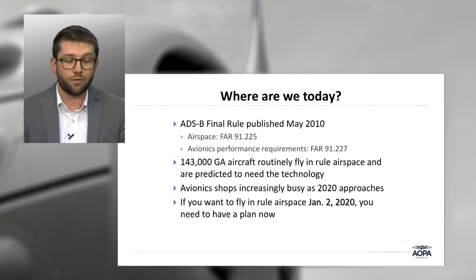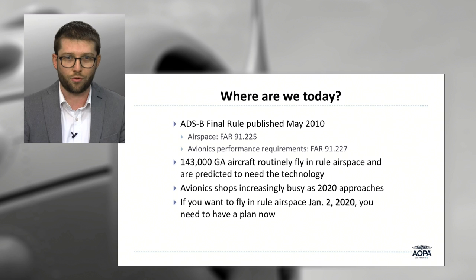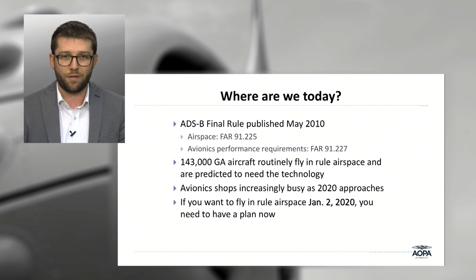There's two components of the rule. The first is 91.225. That tells you where you must have ADS-B. And then there's 91.227, which tells you exactly how your ADS-B Out system must perform. So those are the two components of the ADS-B rule: where you must have it and how your system must perform. And one of the top questions I get is, how many aircraft are actually affected by this rule? How many aircraft need to equip? MITRE, the FAA, AOPA, and Embry-Riddle have all done a lot of analysis and research on this topic, and it's about 140,000 general aviation aircraft that will be affected on January 2nd, 2020.